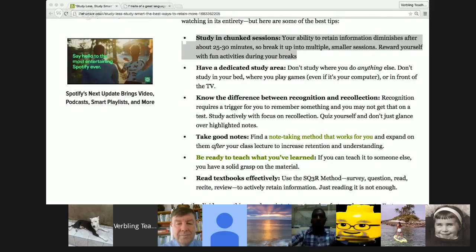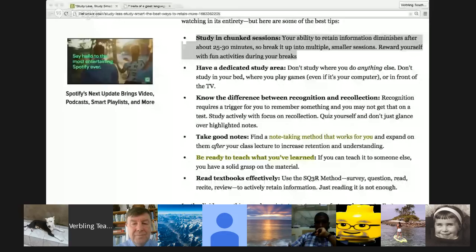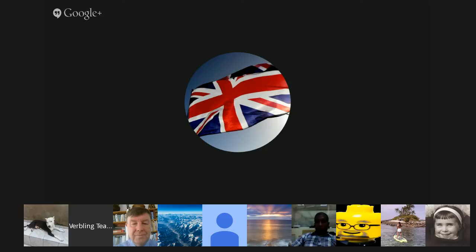Study in chunked sessions. Your ability to retain information diminishes after about 25 to 30 minutes. So break it up into multiple smaller sessions. Reward yourself with fun activities during your breaks.